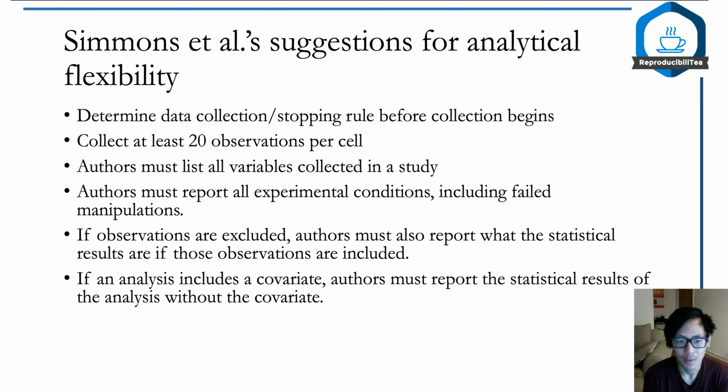I personally am not a fan of the suggestion that collecting at least 20 observations per cell is enough, based on the reason that I think 20 is an arbitrary number that they've selected here. I think the sample size should be justified based on maybe previous experiments or previous calculations of effect size. But other than that, these suggestions seem to be possible to implement if the field of science deems they're valuable, they're worthy.